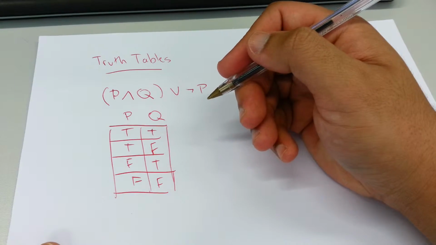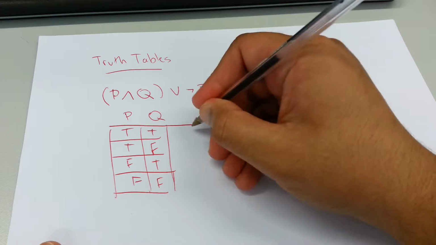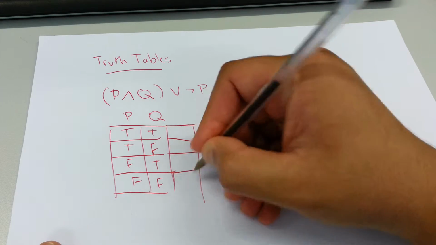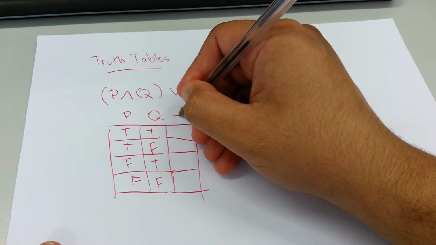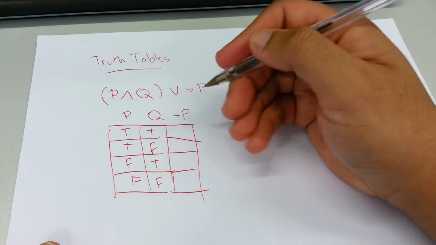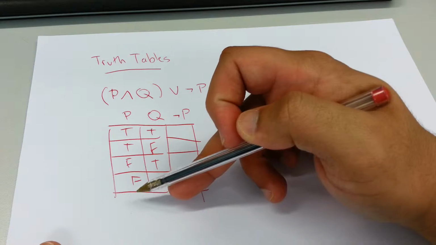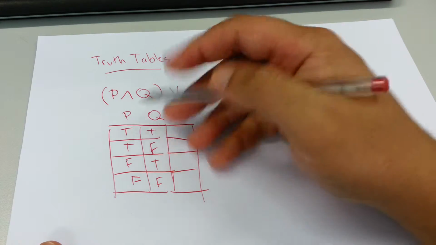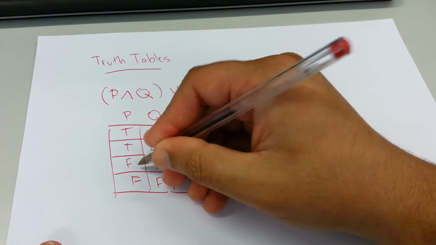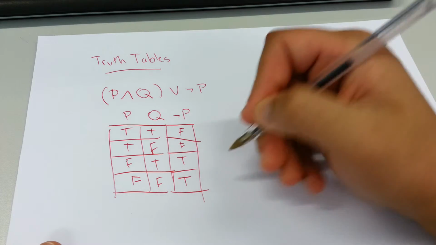Then you need to look at not P. So extend the table. 1, 2, 3, 4. Not P. That will be the opposite of what P is. So we will have false, false, because that's true, true. So false, false, and then true, true, true, and true.